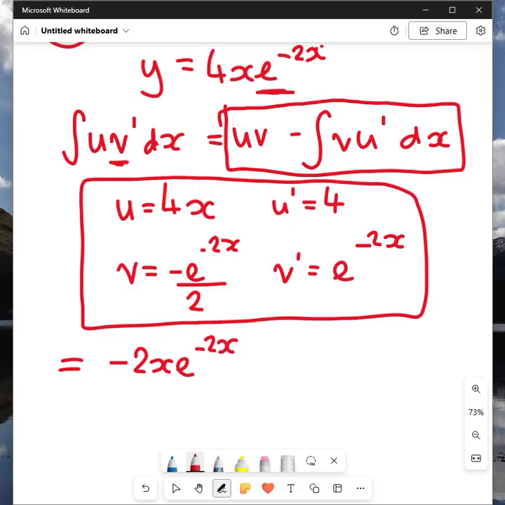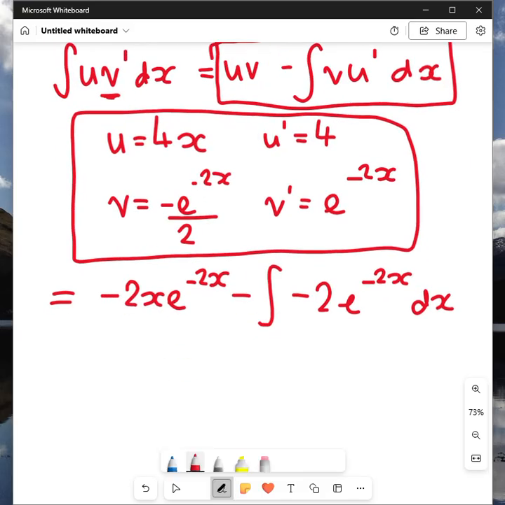And then that'll be minus the integral, and we'll deal with the limits later. We'll just integrate it for now. And then v is e to the minus 2x over 2, and u dash is 4. So that'll be minus 2, and that'll be e to the minus 2x there, won't it? dx there. So we end up with that.